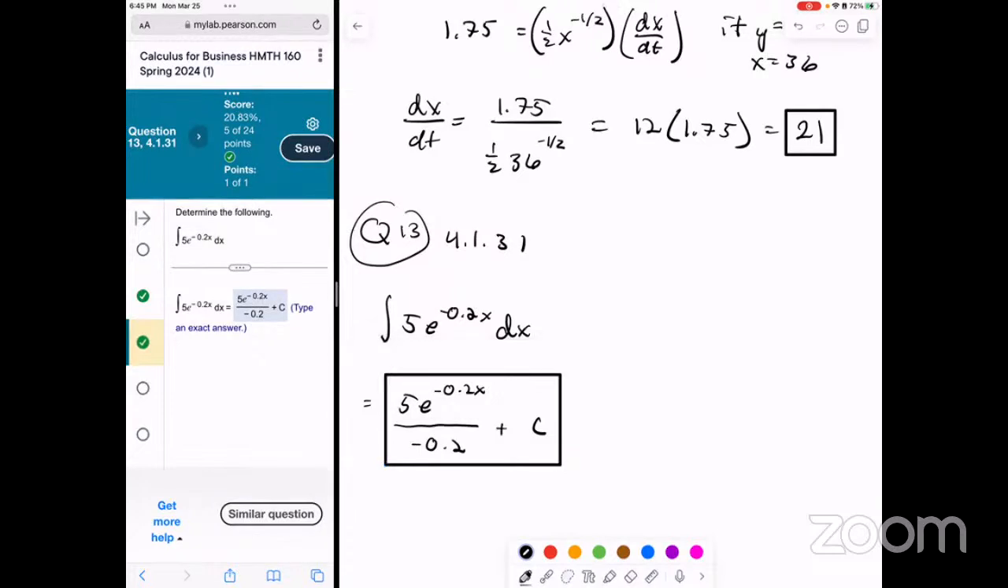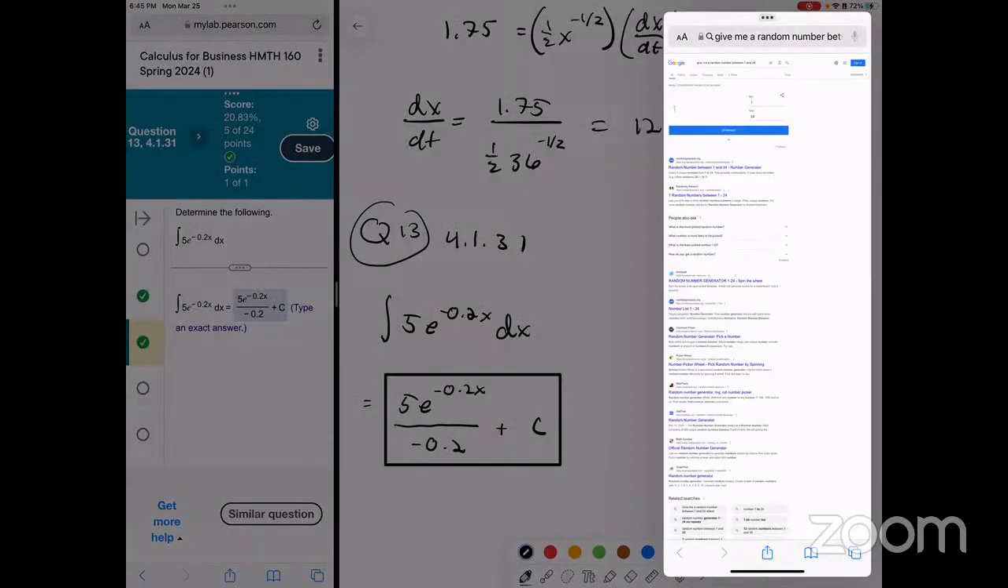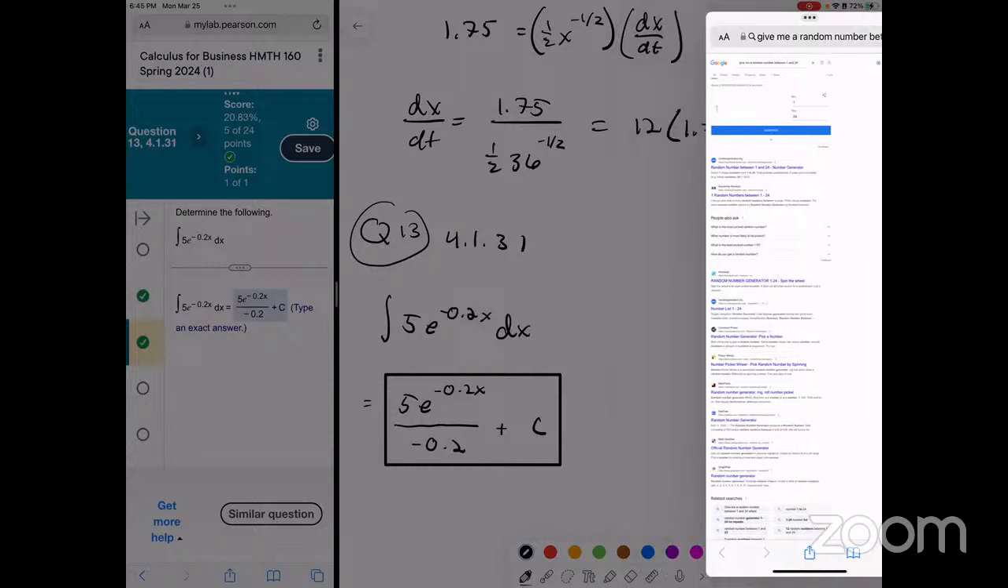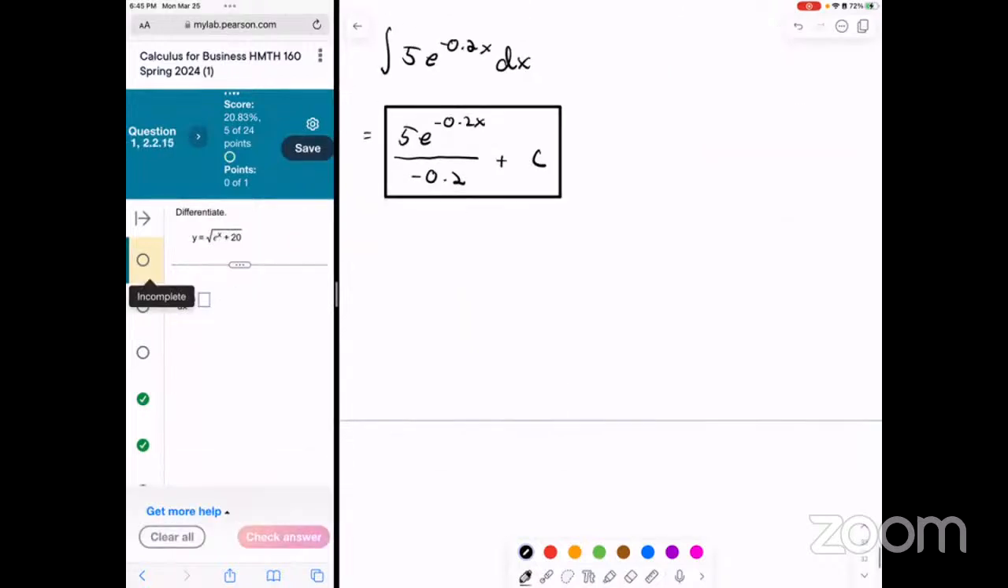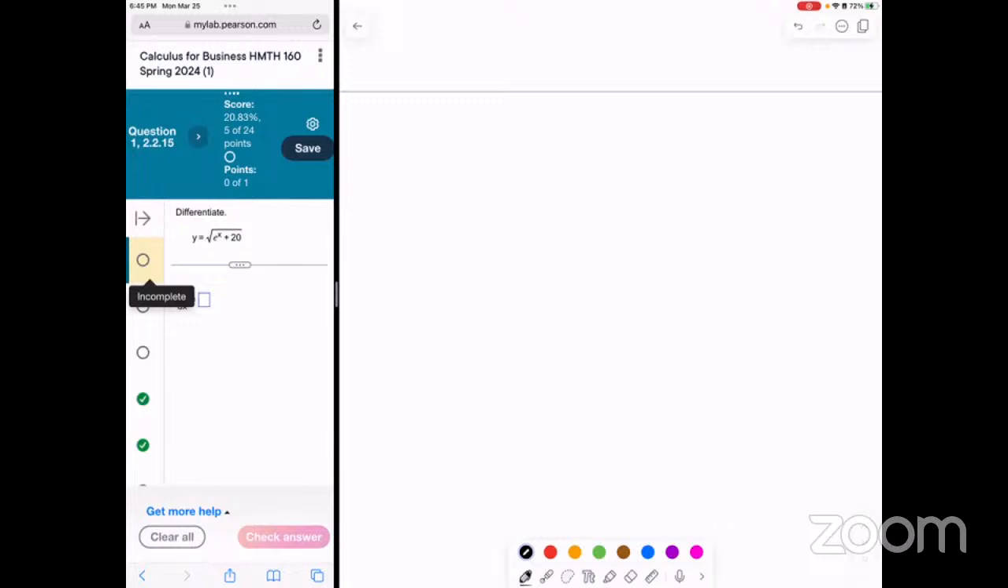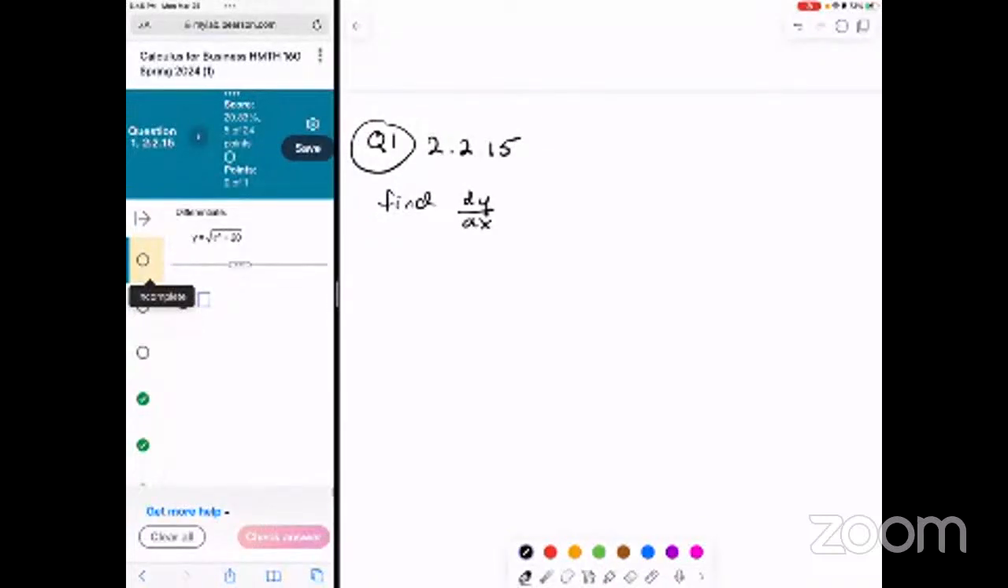Let's see. We got a generator over here. Generate. All right, let's do question number 1. Okay. So then question 1. This comes from section 2.2. Wow, this is a throwback. 2.2, question 15. Okay, we're just taking the derivative. Looks like the chain rule, right? So I'm going to say find dy by dx. And we have y equals the square root of e to the x plus 20.